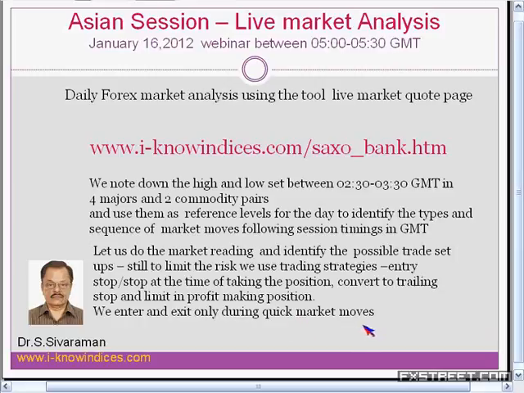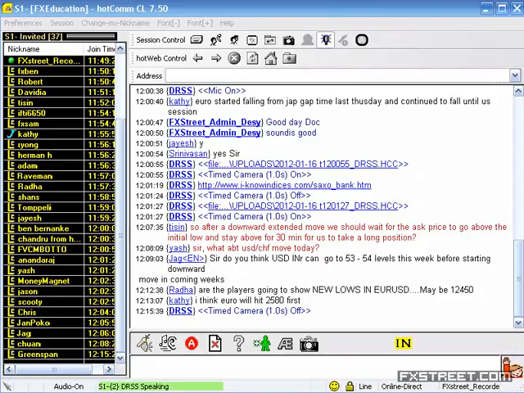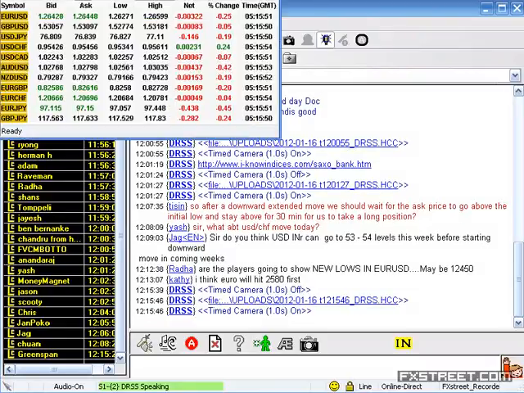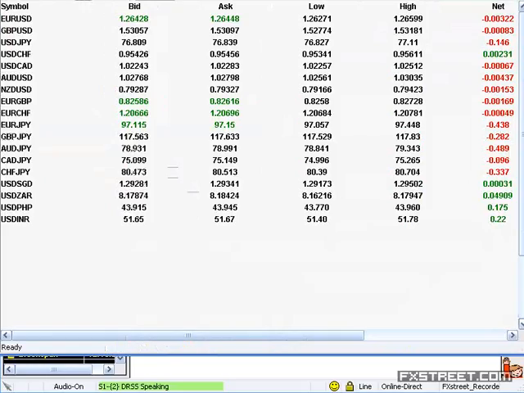So let me go back to the PowerPoint presentation, because many of the people still find it difficult to understand the simple strategy that I have been explaining in order to read the type of moves in the market. Ultimately, if you recognize the type of moves, then it becomes child's play for you to trade in the market.